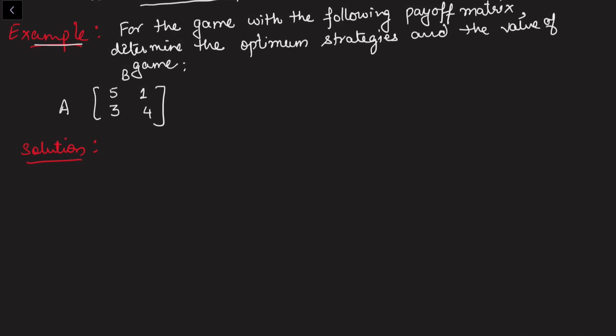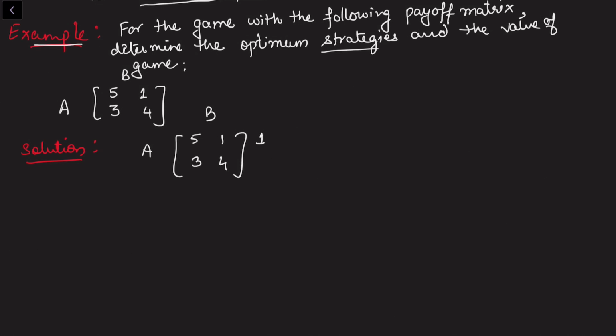Now let us do this example. For the game with the following payoff matrix, determine the optimum strategy and the value of the game. So this is A and B. First of all we quickly check whether there is a saddle point or not, so that we can apply this theorem. This is player A, and this is player B.